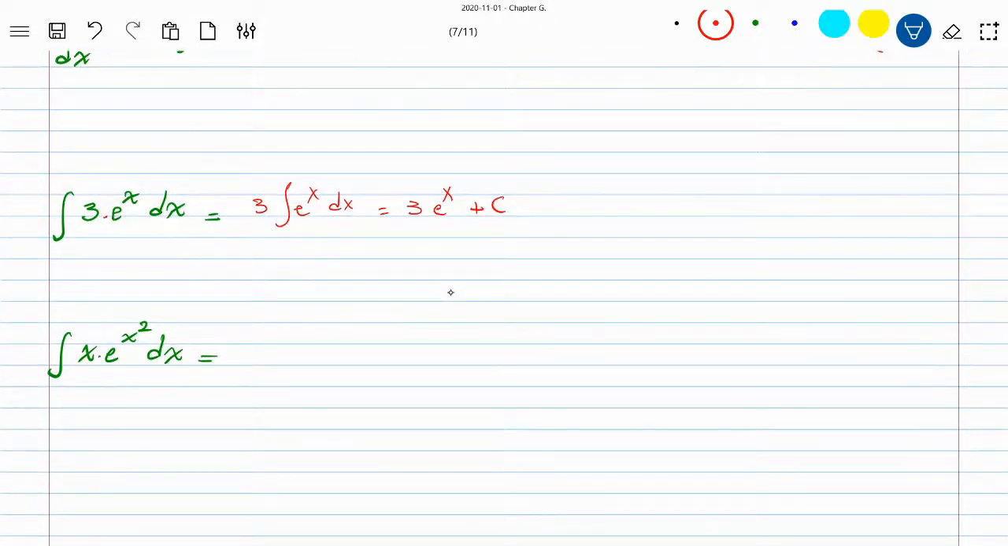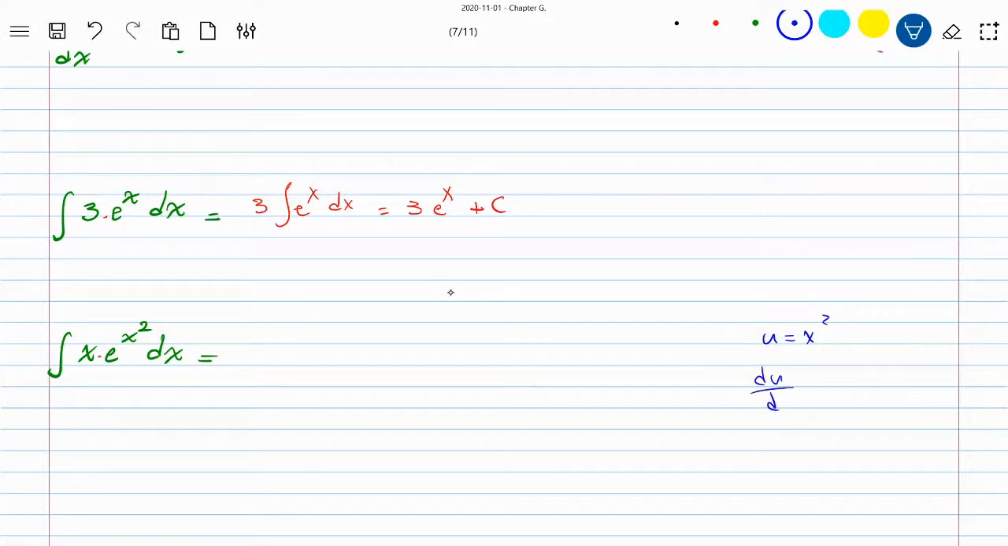How about the integral of x e to the x squared? So now here you require substitution because it doesn't look that simple anymore. It's not e to the x to take the derivative. So what I'll do is I'll pick u to be x squared.